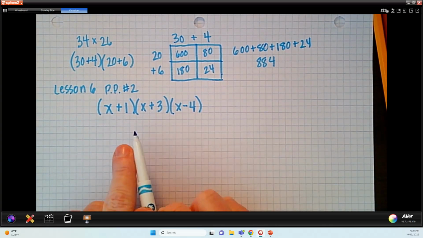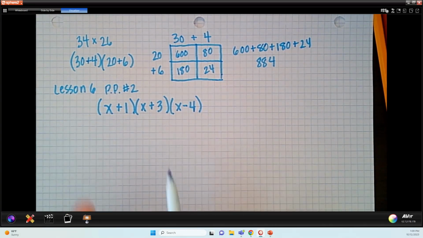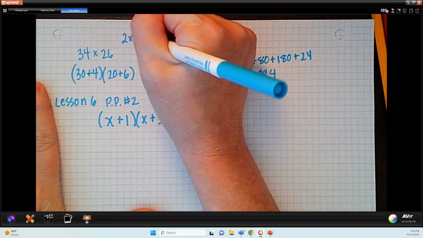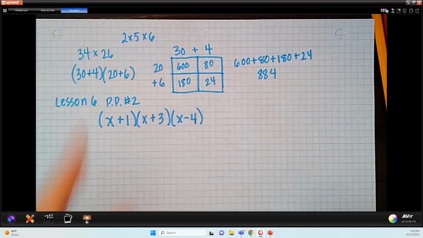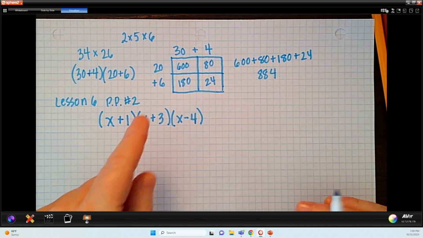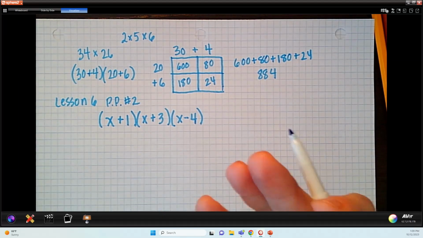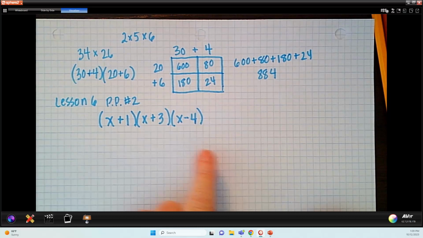All right, when you have 3 factors, it's easier if you multiply 2 of them first and then the third. So again, if you had the number 2 times 5 times 6, you would multiply 2 times 5 and get 10, and then do 10 times 6. Or you could do 5 times 6, get 30, and then do times 2, and that would be your answer, 60. That's the same thing here.